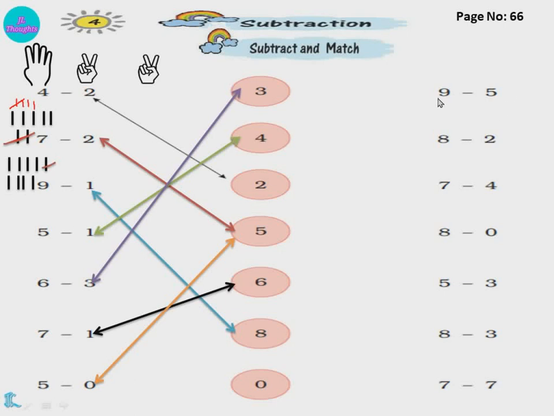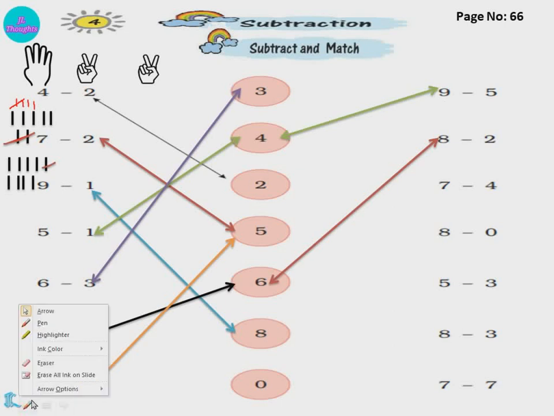9 minus 5. So you will open 9 fingers. From that close 5 fingers. Then the left out is 4. 8 minus 2. Open 8 fingers. Close 2 fingers from that. So left out is 6.